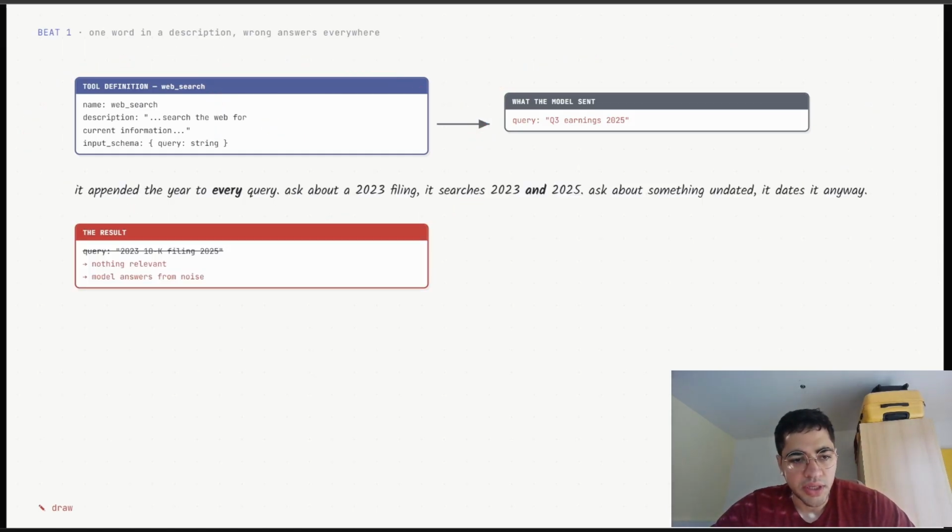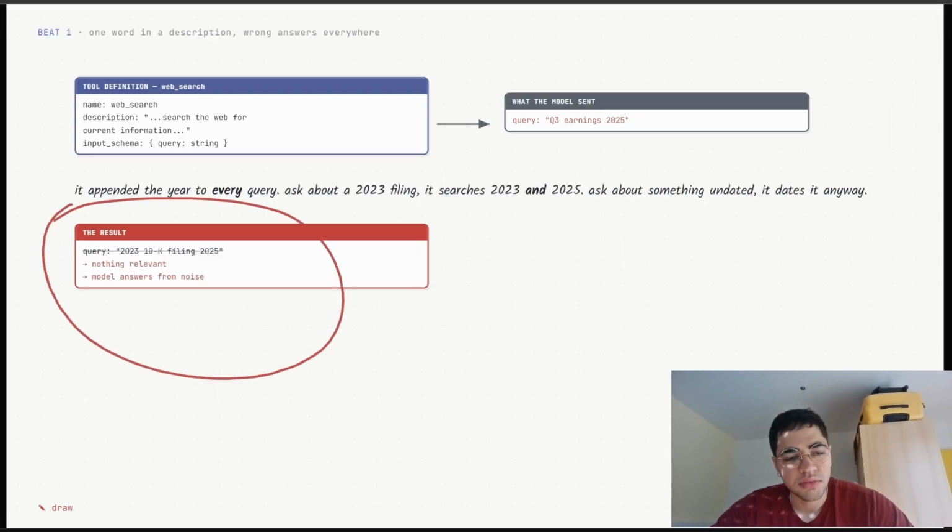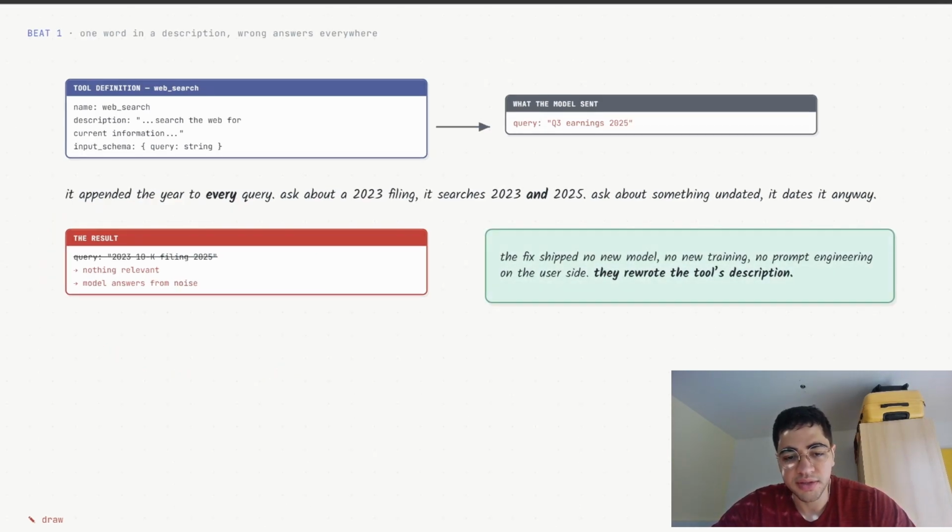So here it appended the year to every query. If you ask about 2023, it will answer you about 2023 and 2025. Whatever year you append to it, it's going to search for a different year, of course. The issue is that if you get nothing relevant here, you might think the model is not working, while the truth is that it's not the model that's not working, it's the tool that is being used by the model.